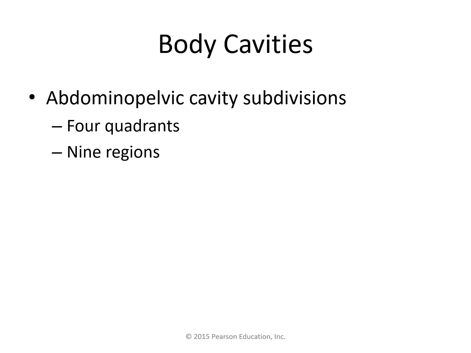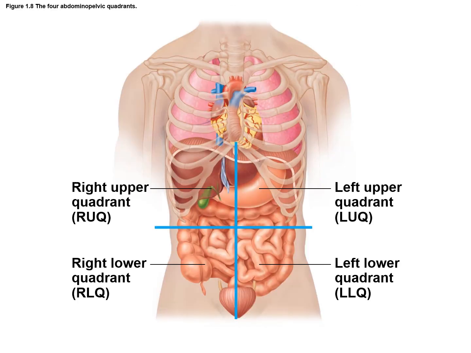We just talked about these things. So again, you have 9 regions and 4 quadrants. Again, these are the quadrants. If you have right lower quadrant pain, a very intense pain, it may be an appendix issue, right? Or if it's right upper quadrant pain, it may be a gallbladder issue, right?